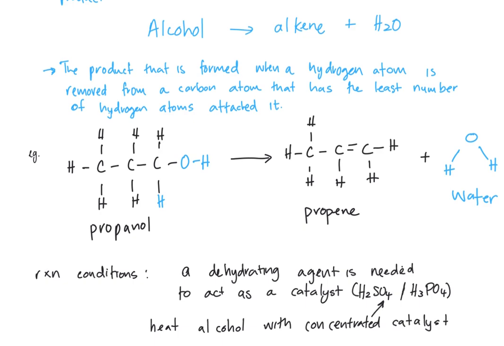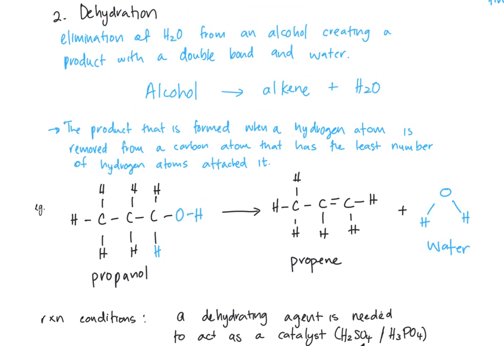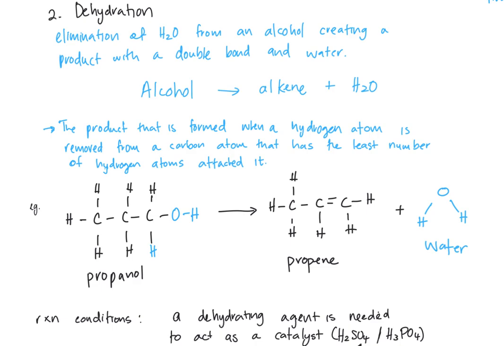So for a dehydration reaction, you start off with an alcohol, and here you can see which part of the alcohol is going to be eliminated from the alcohol. You end up with propene, so there's your double bond that was created, and the atoms that were eliminated from the propanol, from the alcohol, becomes your water molecule.